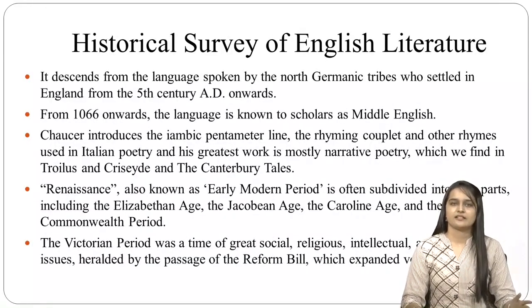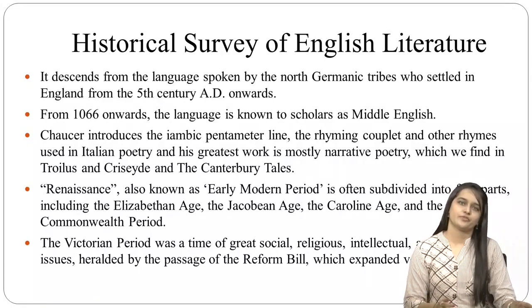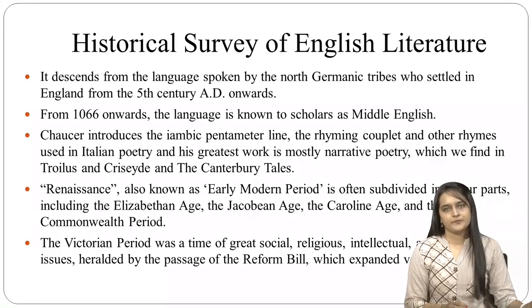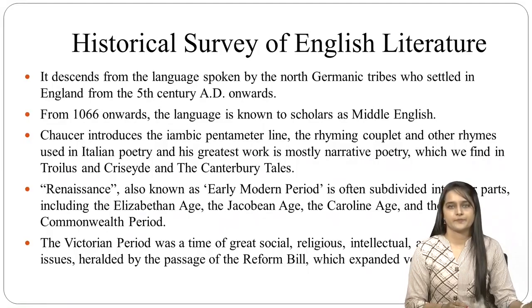Let's move towards the second point, that is historical survey of English literature. English, as we know it, descends from the language spoken by the North Germanic tribes who settled in England from the 5th century AD onwards. The earliest written works in Old English were probably composed orally at first. By the time literacy becomes widespread, Old English is effectively a foreign and dead language.